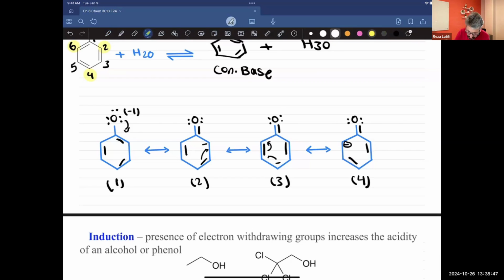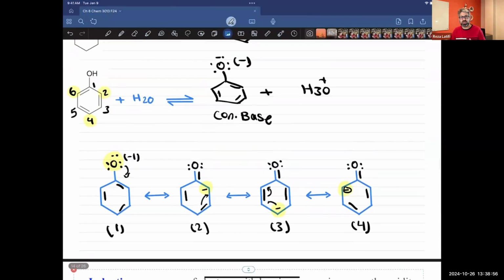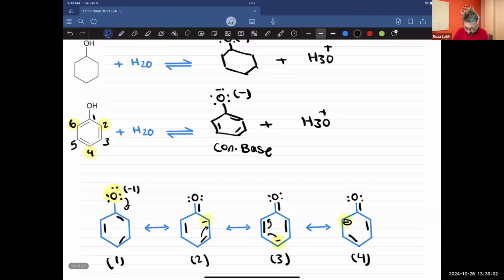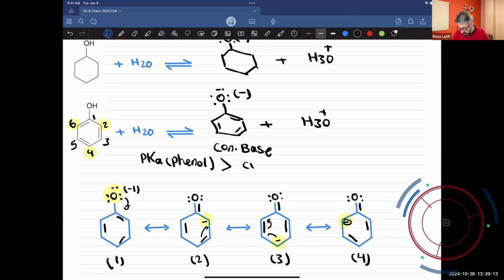Let's highlight the position of the negative charge. That's a negative charge sitting on oxygen. 1, then 2, 3, and that's the 4th one. I got 4 resonance structures, and that system is going to be super happy. So I'm going to say the pKa of phenol is going to be lower than the cyclic alcohol that I mentioned at the top, cyclohexanol.